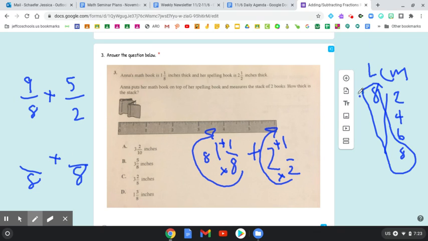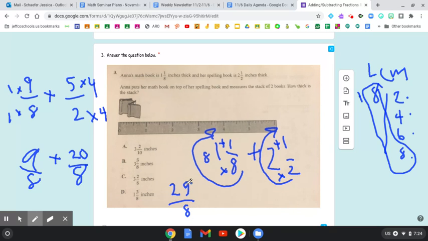This one is times 1. 9 times 1 is 9. And this one is times 4. 5 times 4 is 20. So I have 9/8 plus 20/8. 9 plus 20 will be 29.